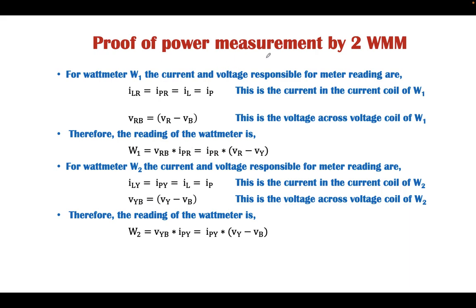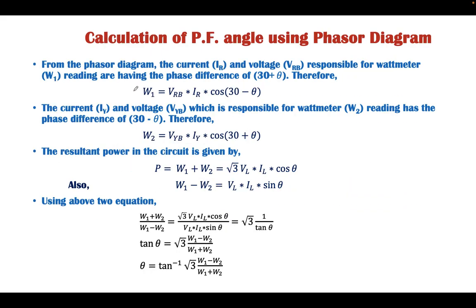Now, proof of power measurement by using the two wattmeter method. As we have already discussed, this wattmeter reading is given by the equation W1 is equal to VRB IR cos of 30, and here VRB is nothing but VL, IR is nothing but IL. In case of star connection, we can say W1 is VL IL cos of 30 minus theta, whereas W2 is equal to VL IL cos of 30 plus theta.